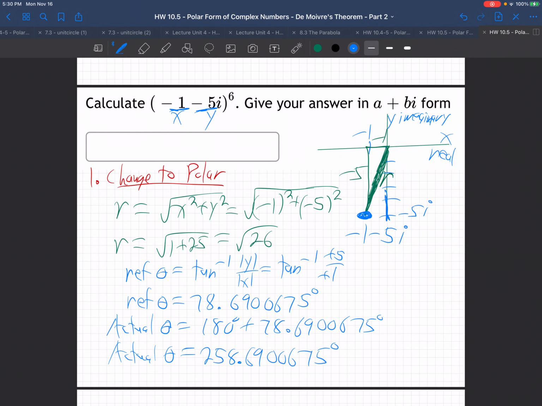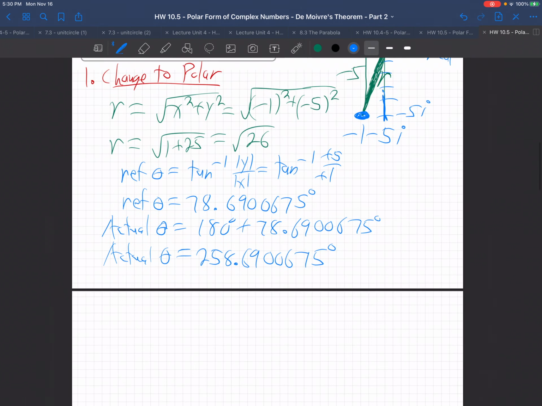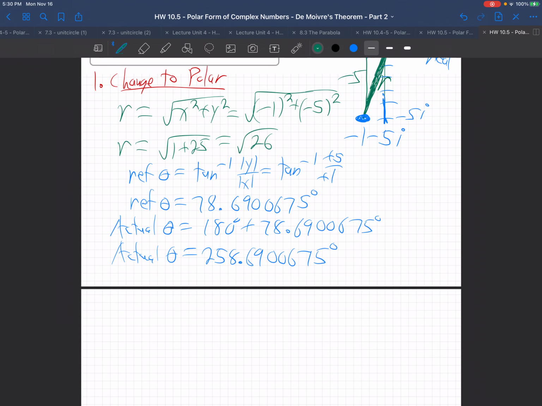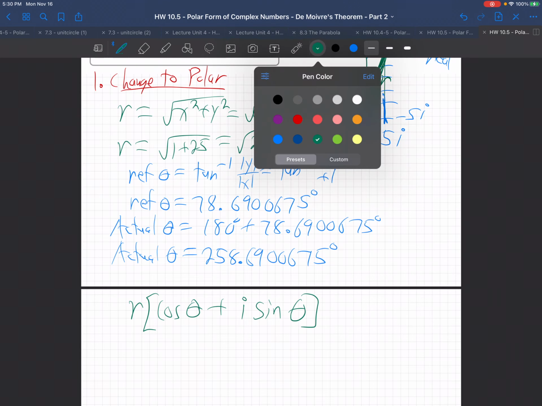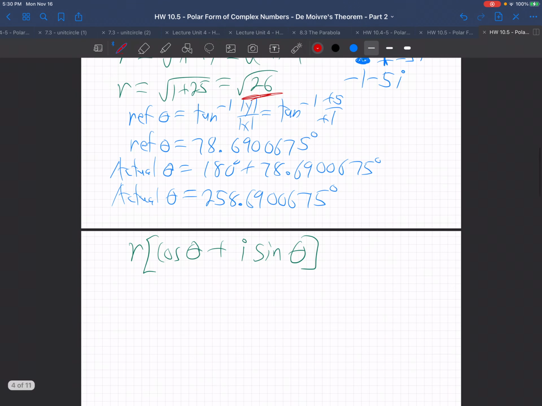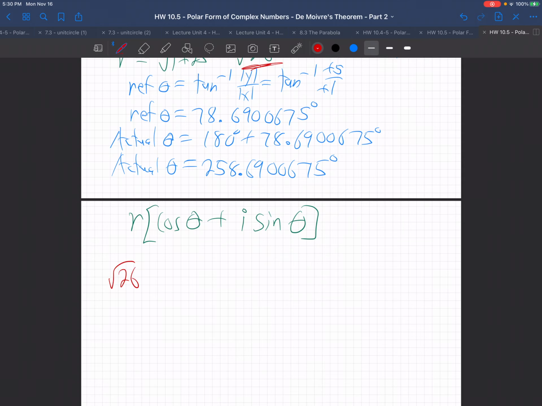So now, to finish the polar form, remember polar form is r times cosine theta plus i sine theta. So now we've got our r. r is right here, square root of 26. Just leave it that way for now. Square root of 26 times the cosine of that angle, 258.6900675 degrees, plus i sine of that very same angle, 258... I'm going to go dot, dot, dot.